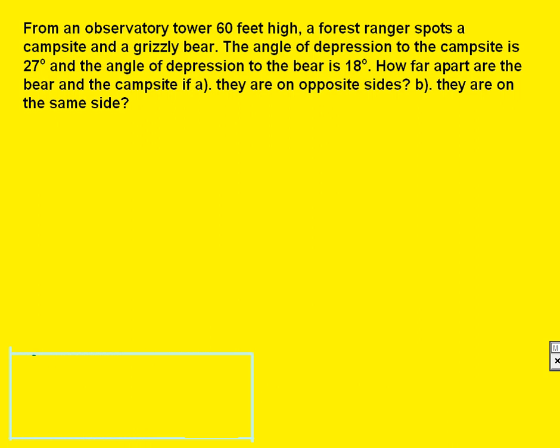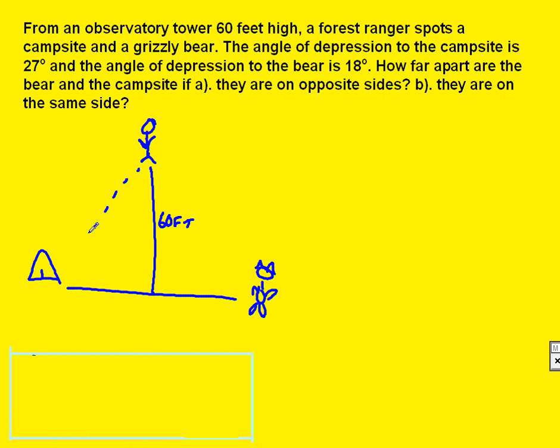Now these ones end up being what I call two triangle problems, and here's why. If I'm drawing this, so I have, say, a guy at the top of an overlook. This overlook, it says here, is 60 feet high. So this is 60 feet. He looks and sees a campsite down here, and he sees, let's see if I can draw a good grizzly bear and not make it look like a spider with a big belly. Close enough, I guess. So, he looks down and sees the campsite. He looks down and sees the bear. The angle of depression, looking down, that means it's this angle up here. To the bear is 18 degrees, and to the campsite is 27 degrees.